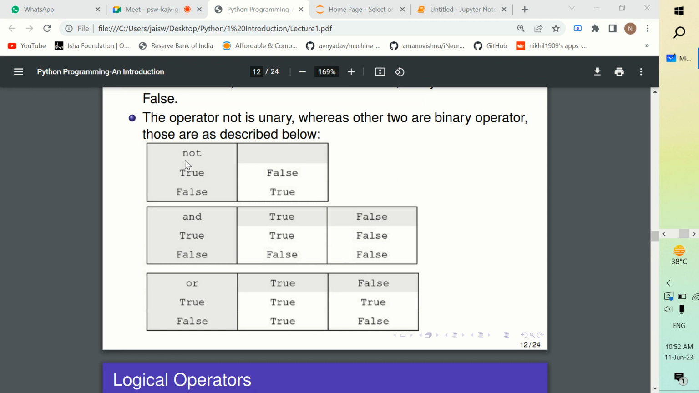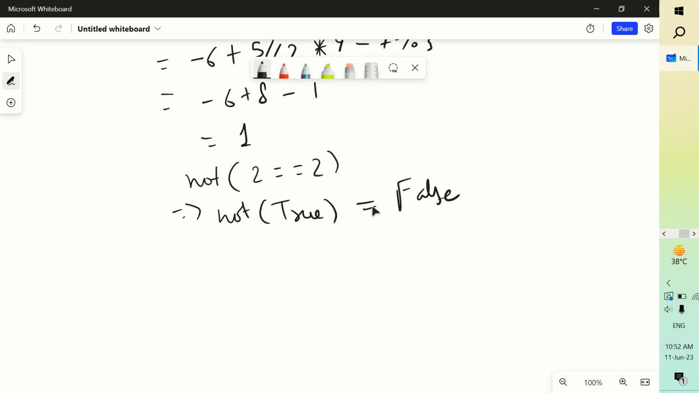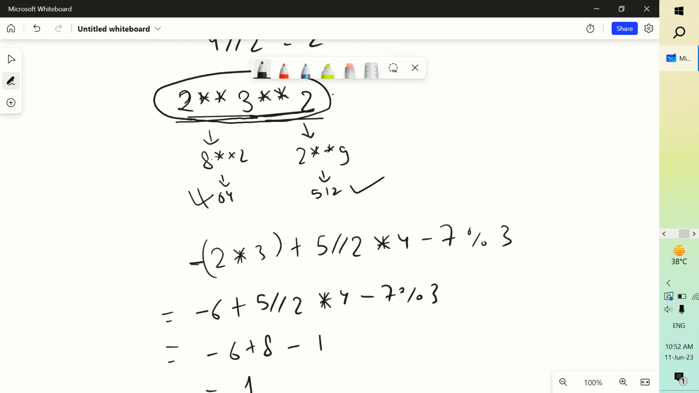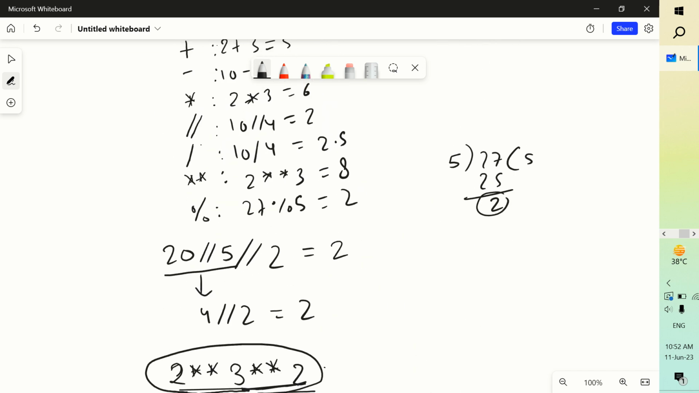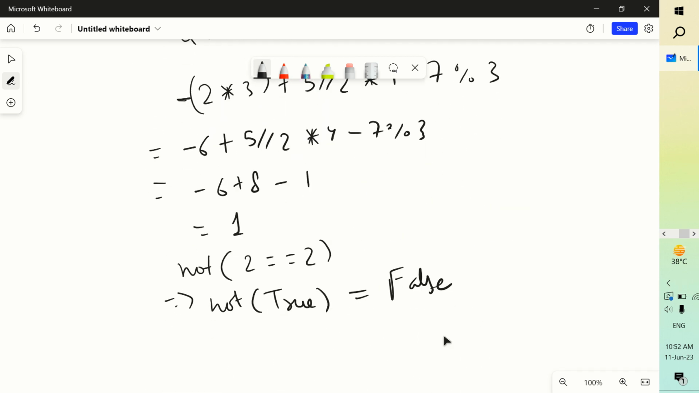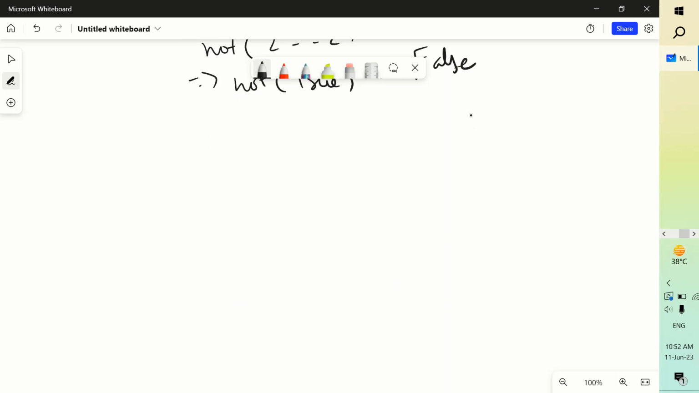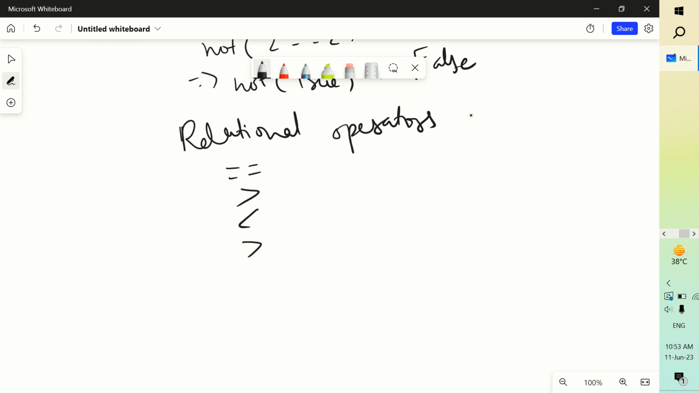Okay, so this was not operator. So these are logical operators. Okay, so these are all the arithmetic operators: plus, minus, multiply, divide, exponent, modulo. Okay, and I've explained the relational operators. Relational operators, these are equals to, is equals to, greater than, less than, greater than equals to, less than equals to, and not equals to. So these are relational operators.